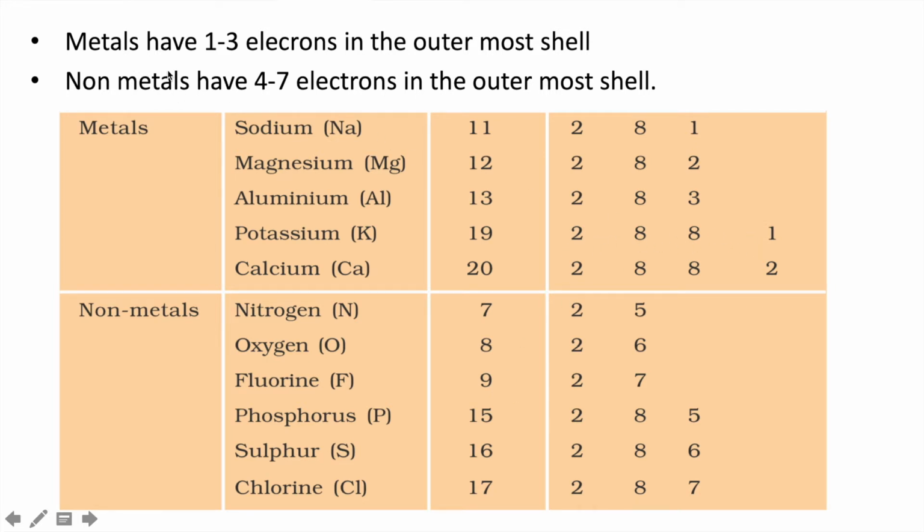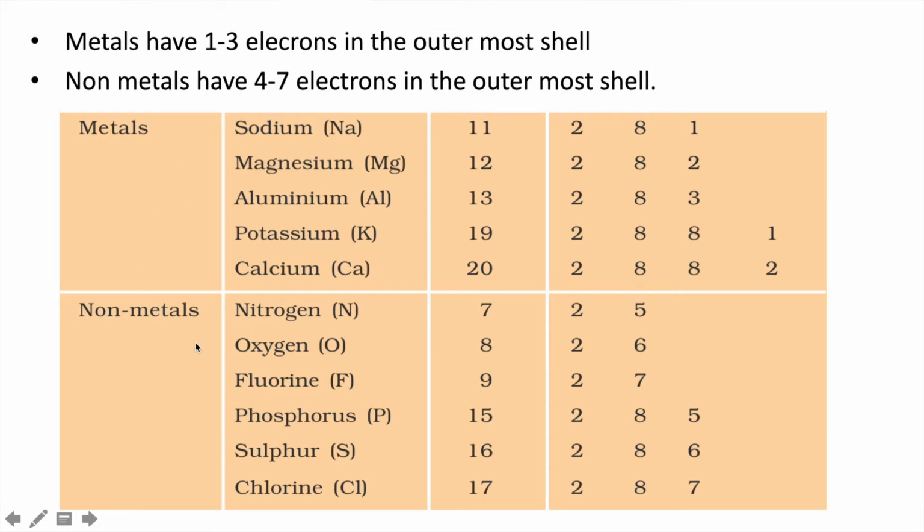Note the point: metals have 1 to 3 electrons in the outermost shell. Here you can see 1, 2 or 3 electrons in the outermost shell of metals. Nonmetals have 4 to 7 electrons in the outermost shell. Here you can see 5, 6 or 7 electrons. Nonmetals that consist of 4 electrons in the outermost shell are a different category, which we will discuss in chapter number 4. Here we are considering the nonmetals which have 5, 6 or 7 electrons in the outermost shell.